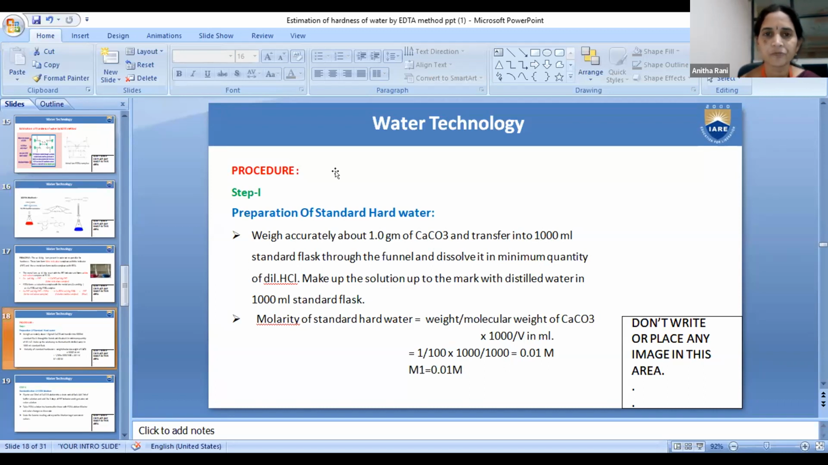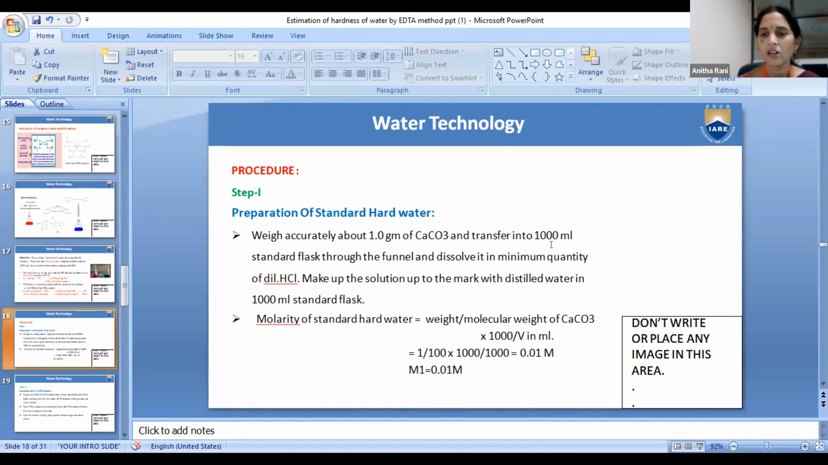Now listen. You have to take the weight of calcium carbonate. You take that chemical box, 500 ml calcium carbonate. That box you can take in the laboratory. And you will weigh. How much weight are you taking of calcium carbonate? 1 gram. You have to take the weight.